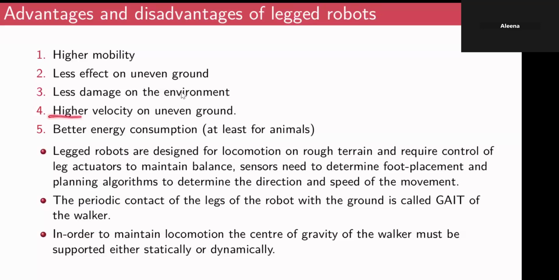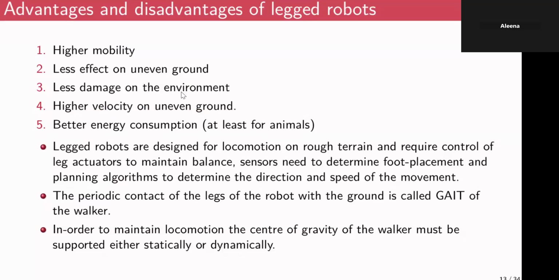And a legged robot will also have higher velocities on uneven ground. If you can stabilize it adequately, it can also move at a very high pace. And legged locomotion, at least for animals, is better for energy consumption, right? If you want to move very fast, or very high, legs are actually the best possible way to move in our real world.